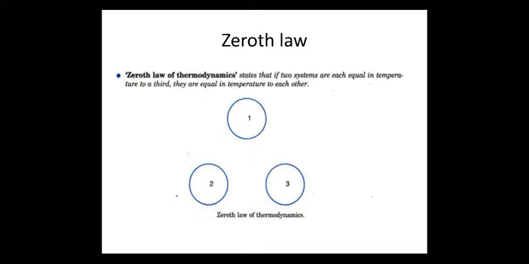So what does the zeroth law state? Here three circles are given, named circle 1, 2 and 3. It says that if the temperature of the first circle is equal to the temperature of the second, then the third circle will have the same temperature as these two circles. That means they will be equal in temperature to each other. That is about the zeroth law.